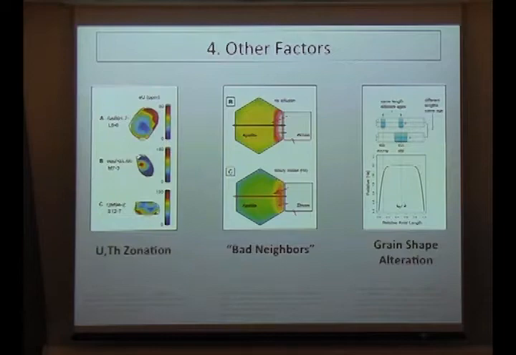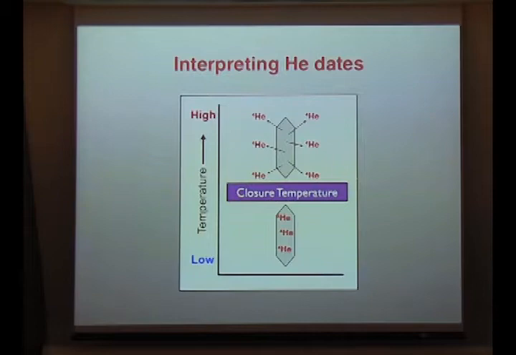So I showed this cartoon a little bit ago, and it was a cartoony, kind of easy way to think about thermochronology in general, which is that at high temperatures, you lose all your daughter products, you don't calculate a date, and at low temperatures, you retain them all, and there's some transition. But of course, this, like most simplified cartoons, isn't necessarily the way the world works.